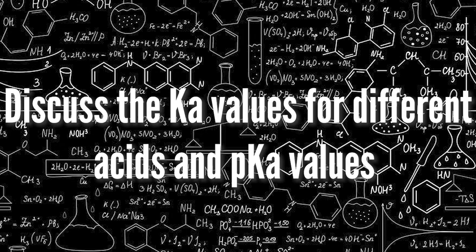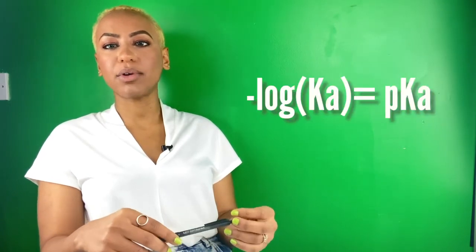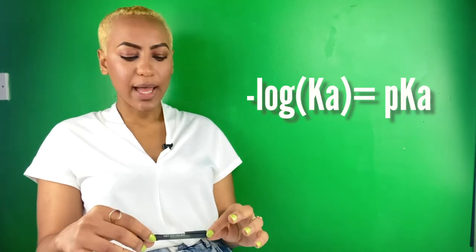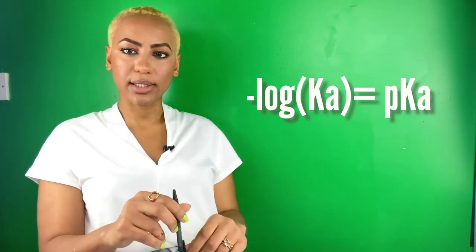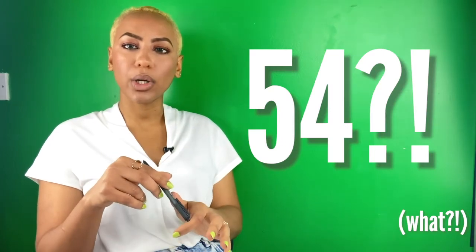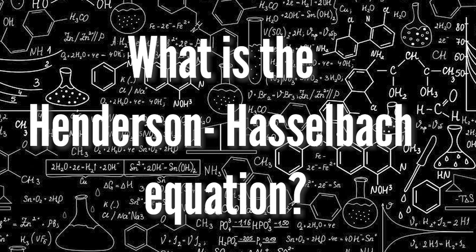55. Discuss both the Ka values for different acids and the pKa values. Any acid with an acidity constant value of above 10 is considered to be a strong acid. Now, pKa is just the negative logarithm of the Ka value, and the smaller the pKa value, the stronger the acid.